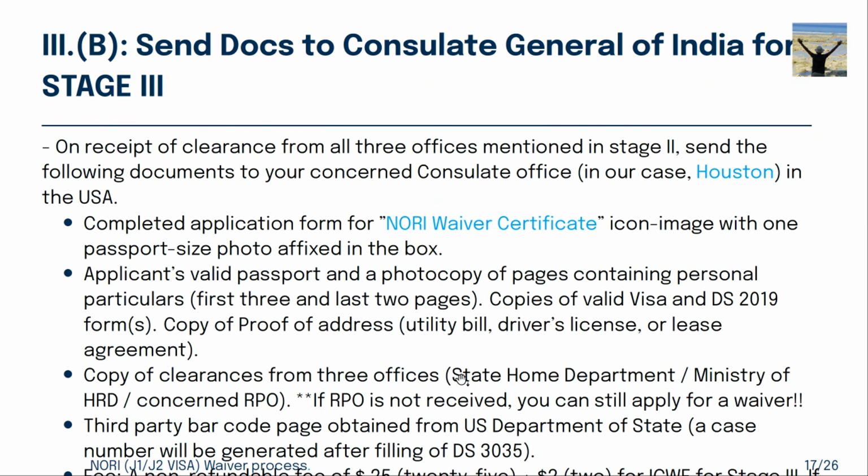And then at the same time, what you have to do. Once you have filled the 3035, you will get one copy of the barcode page, and you will have to send that barcode page with all the clearances from the passport office, MHRD, and Department of Home of State, along with this NORI waiver certificate.